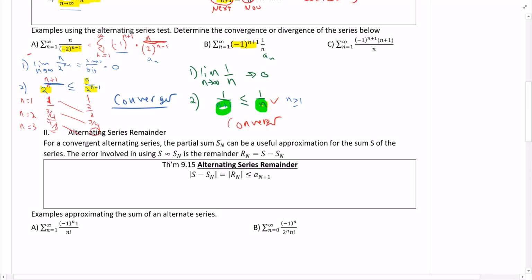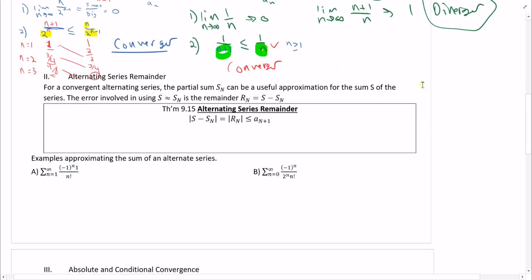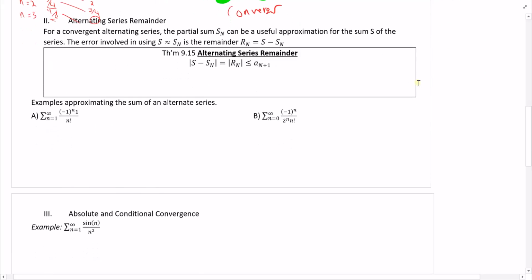All right, so next problem. Again, there's that piece that makes it negative, and our a_n is this. So we want to check the limit as n goes to infinity of this. And what we notice here is that this is going to go to 1, which means that it diverges. It's the same thing as our nth term test for divergence. If that goes to 1, then it diverges. So in this case, the alternating series test just says that it diverges.